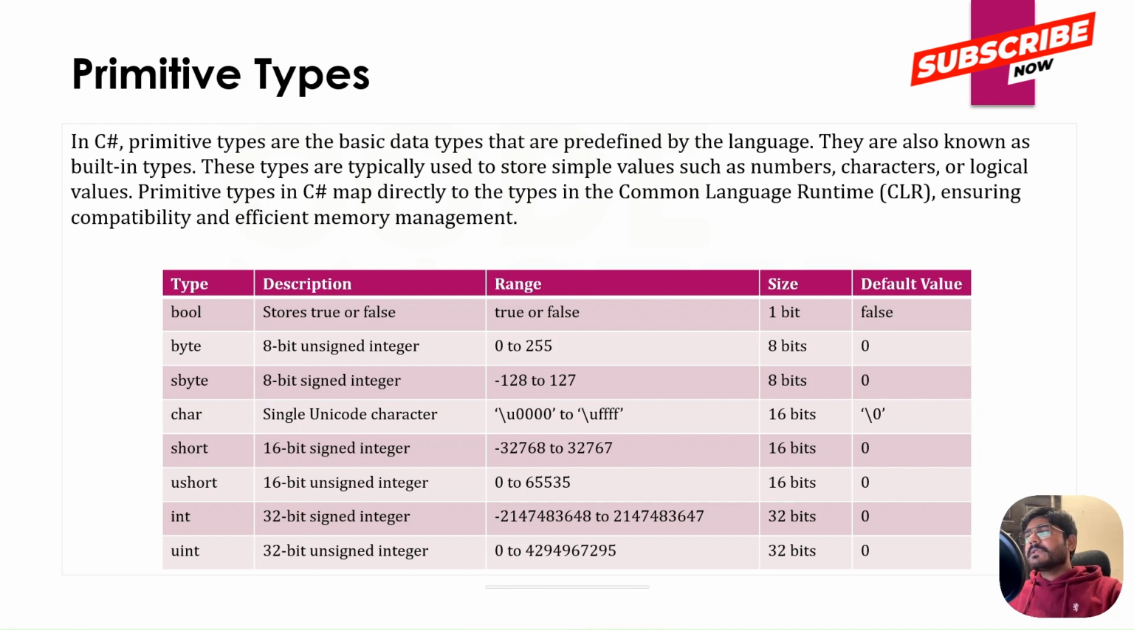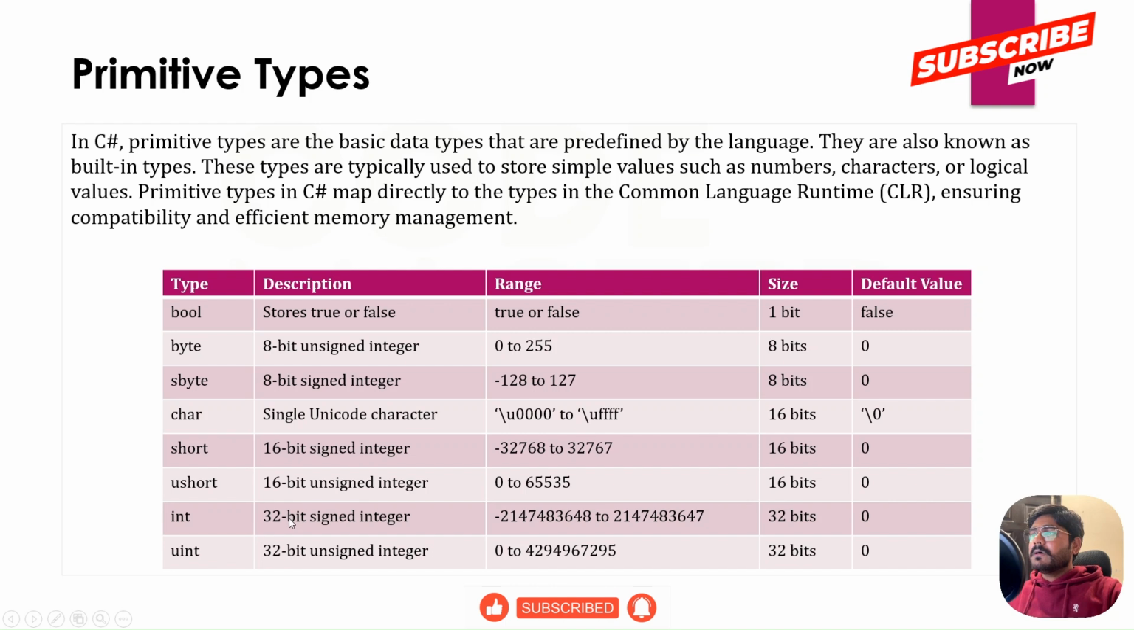But if you are sure that you are not going to have the negative values, and the range would be from 0 to 65,535, in that case you can use this ushort. It would consume the same level of memory, 16 bits, and it would have the same default value also, but the range is different. In the same manner we have int and uint.